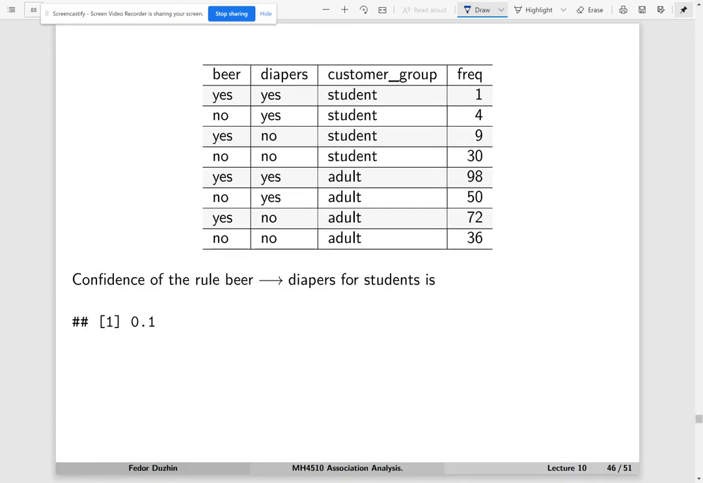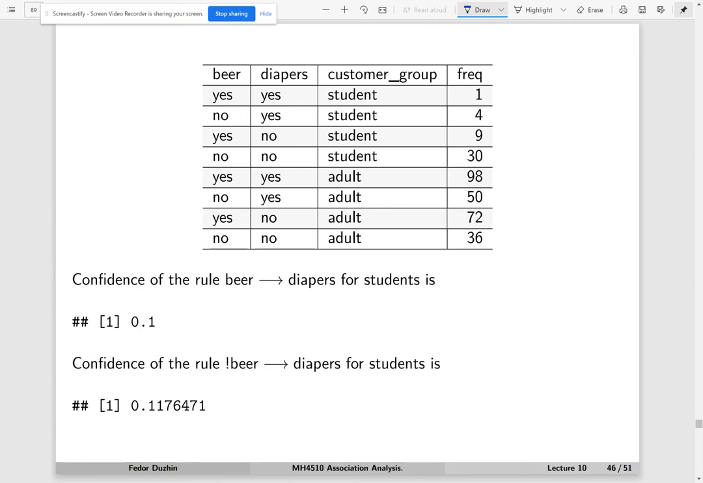Now if we look at the confidence of the rule beer implies diapers just for students, so just the student portion of this table: how many transactions are there where they bought beer and diapers together? Just one. How many transactions are there where a student bought beer? 1 plus 9. So this is 0.1.